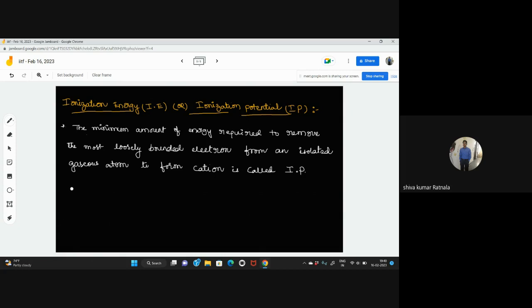What is an isolated gaseous atom? It should not be in combined form. It should be in individual atomic form, and it should be in the gaseous state, because any atom can be converted into solid, liquid or gas. Is it compulsory that the atom must be in gaseous state only? Yes.